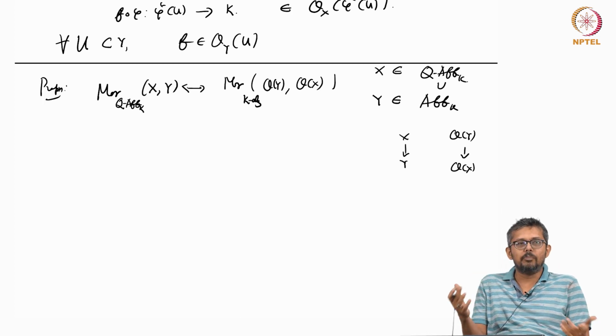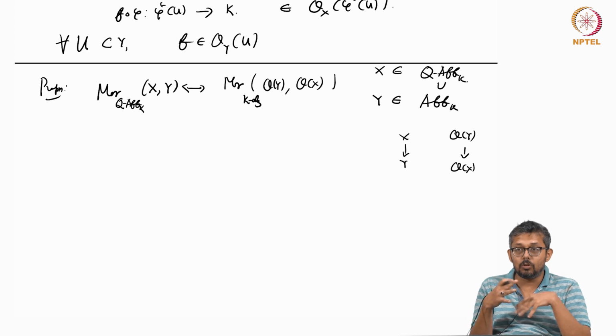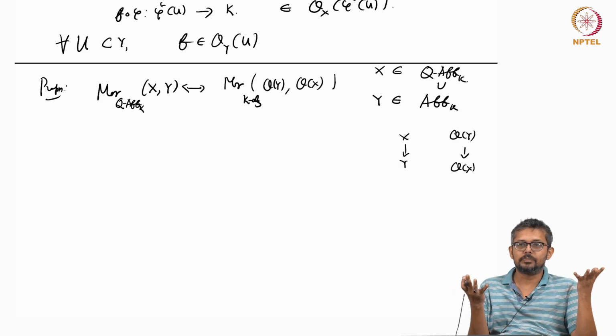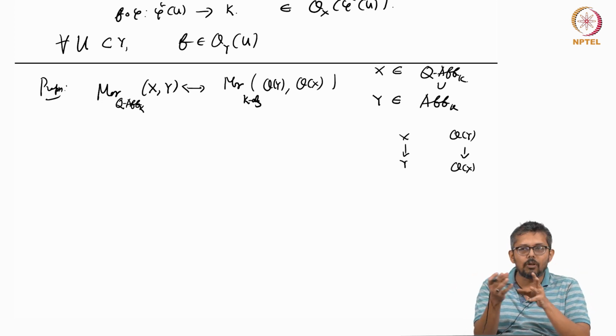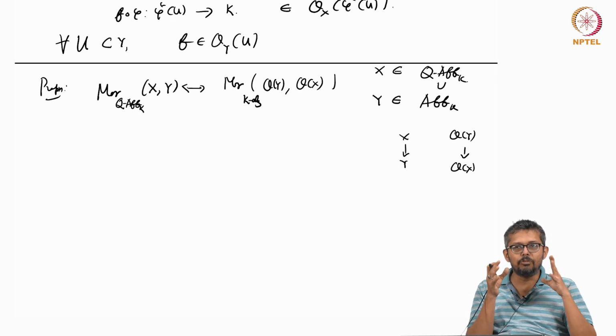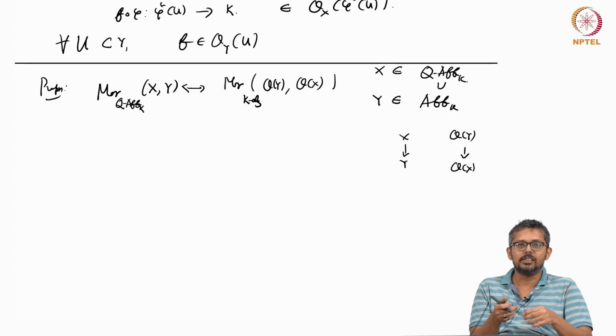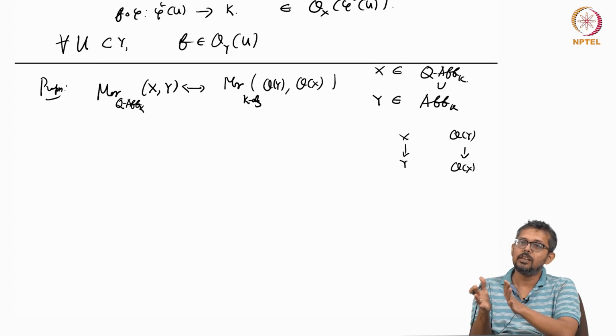Understand? This is a big result, right? You're reducing everything only to the global functions. You don't have to look at every open set. When you define a morphism from X to Y, you have to check for every open set. But this proposition says that no, you just have to look at the global level.